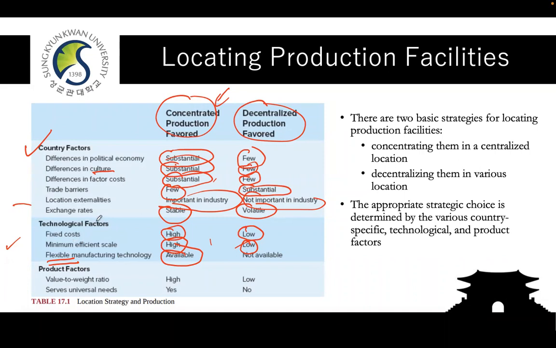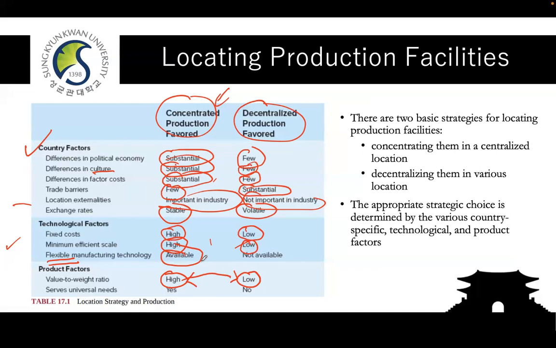And again, the product factors here, high value to weight ratio. We could see it differently here. A high value to weight ratio means that the weight is relatively low compared to the value. So transportation costs would be relatively low, right? So actually, this could be both ways. It's not necessarily true, right? For this one, you could see it differently, depending on the context.